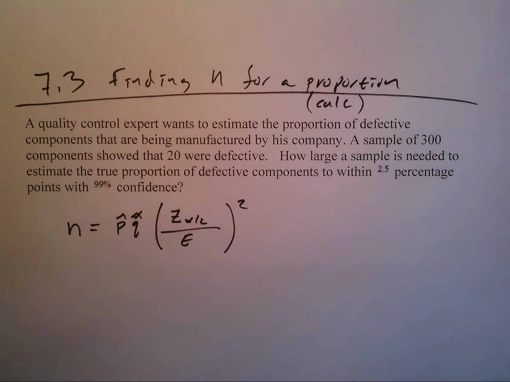Alright, this is 7.3, finding n for a proportion. We're going to be using the calculator. This is practical. We could do it by hand, but this is easier.